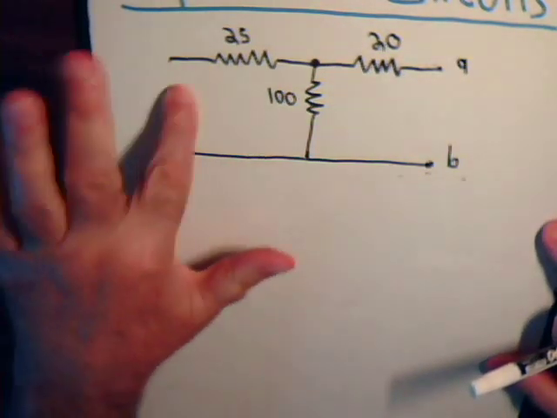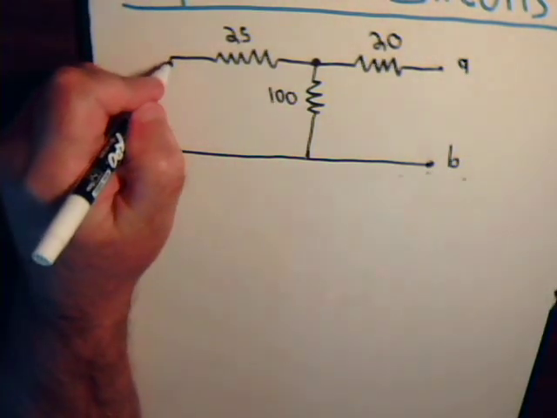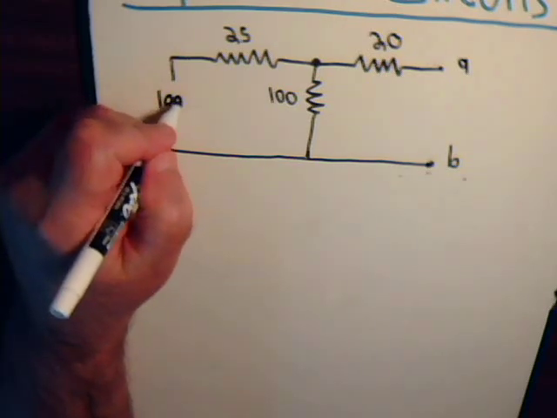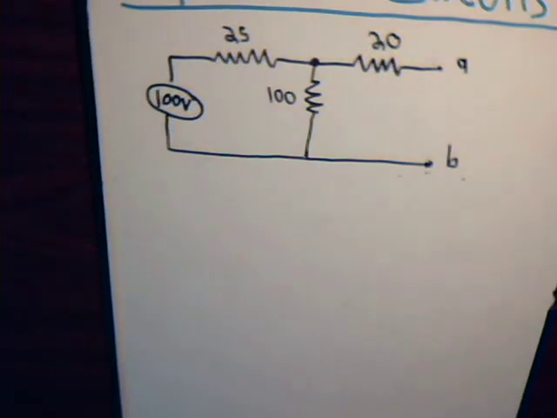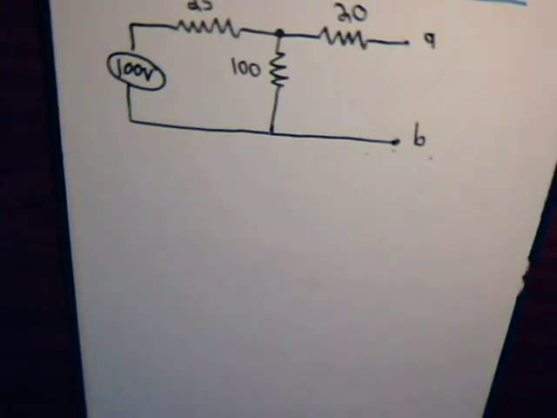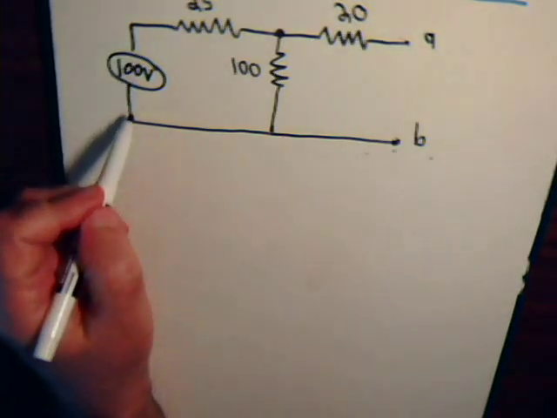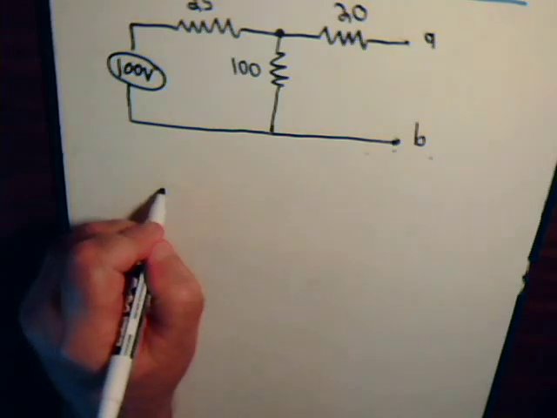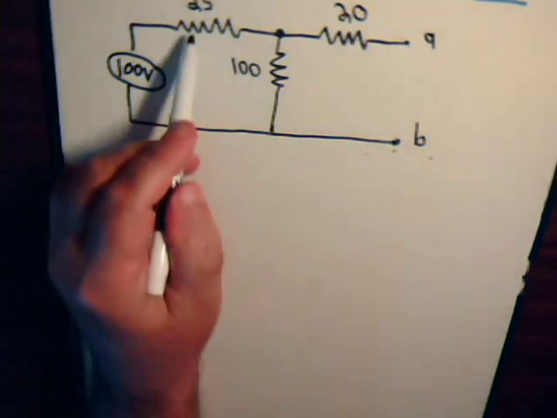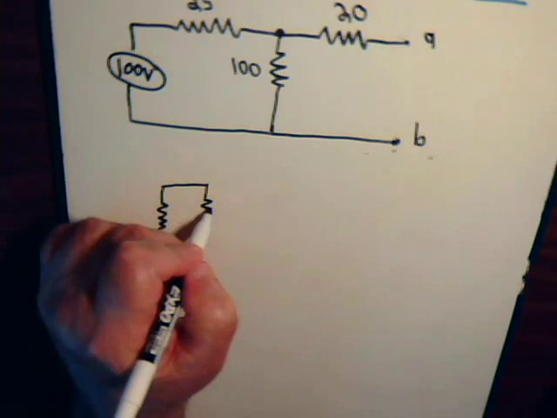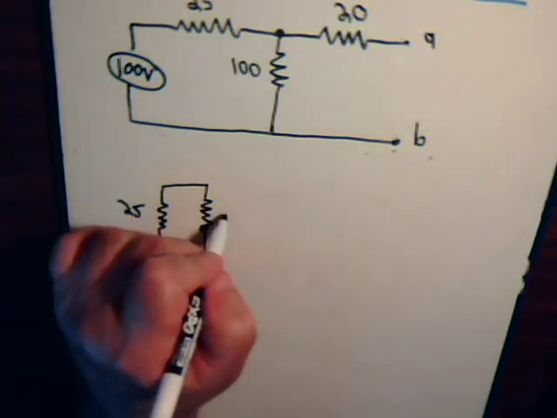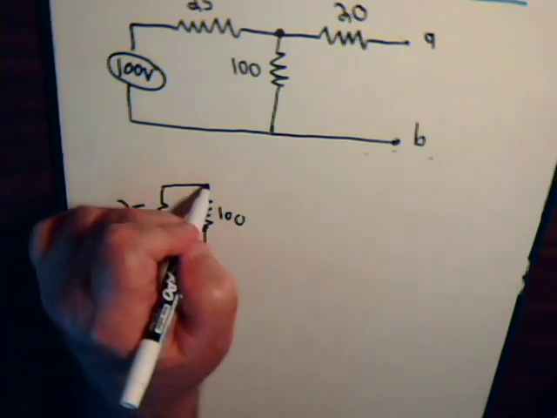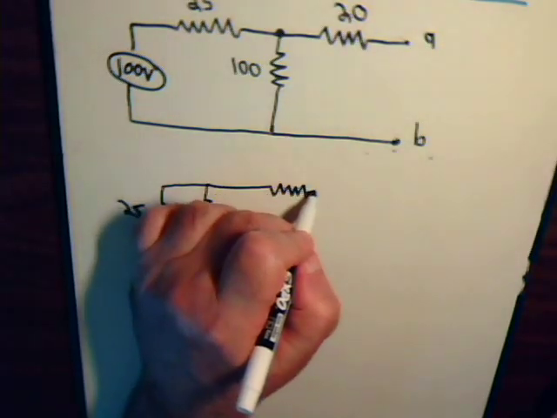For this one, where we had a voltage source, we just simply draw a line through that. So let's just do that and redraw it. If we have a line going through here, then what we will have is the 25 ohm resistor in parallel with the 100 ohm resistor. And then coming out here, we have the 20 ohm resistor.